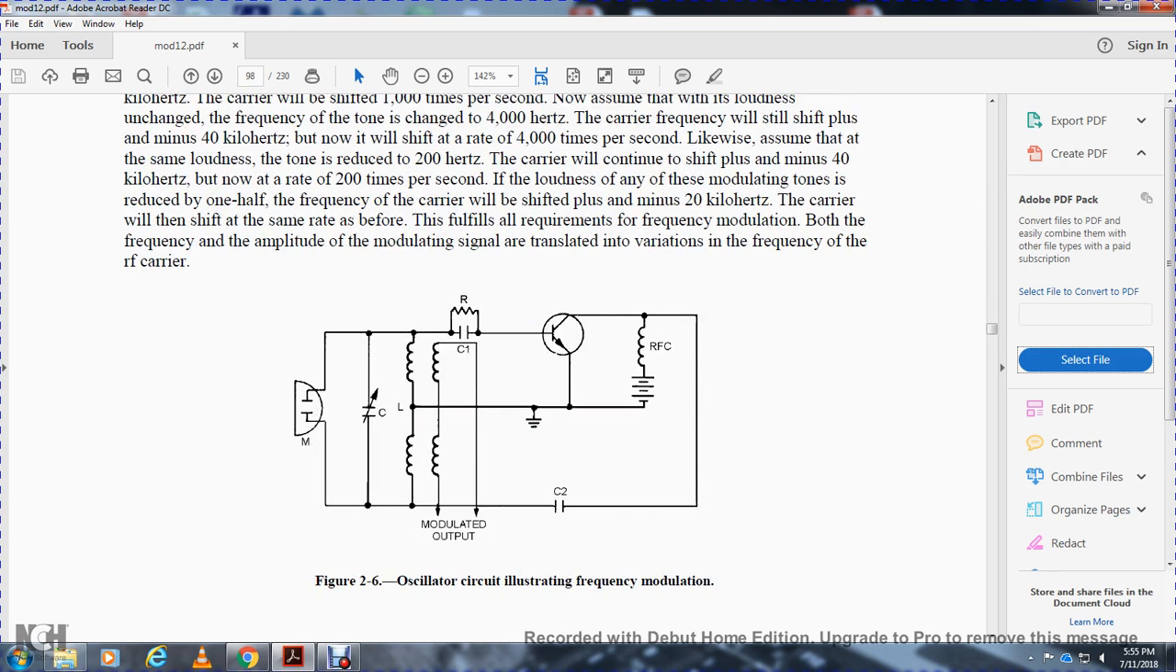Figure 2.6 shows the oscillator circuit illustrating the frequency modulation. Microphone, capacitor, induction coil, tuning capacitor, ground, transistor, radio frequency, RFC, resistor, RFC.